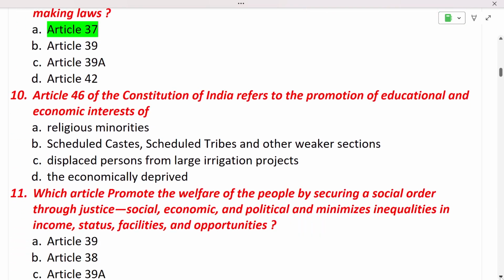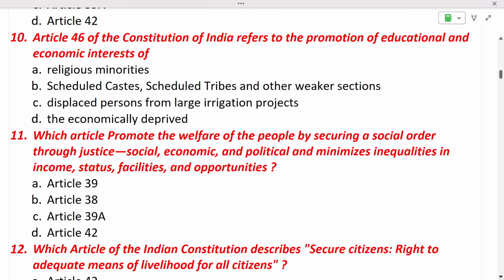Next, we will move to question number 10. Article 46 of the Constitution of India refers to the promotion of educational and economic interests of option A, religious minorities, option B, SC, ST and other weaker sections, option C, displaced persons from large irrigation projects, option D, the economically deprived. So the answer is B.